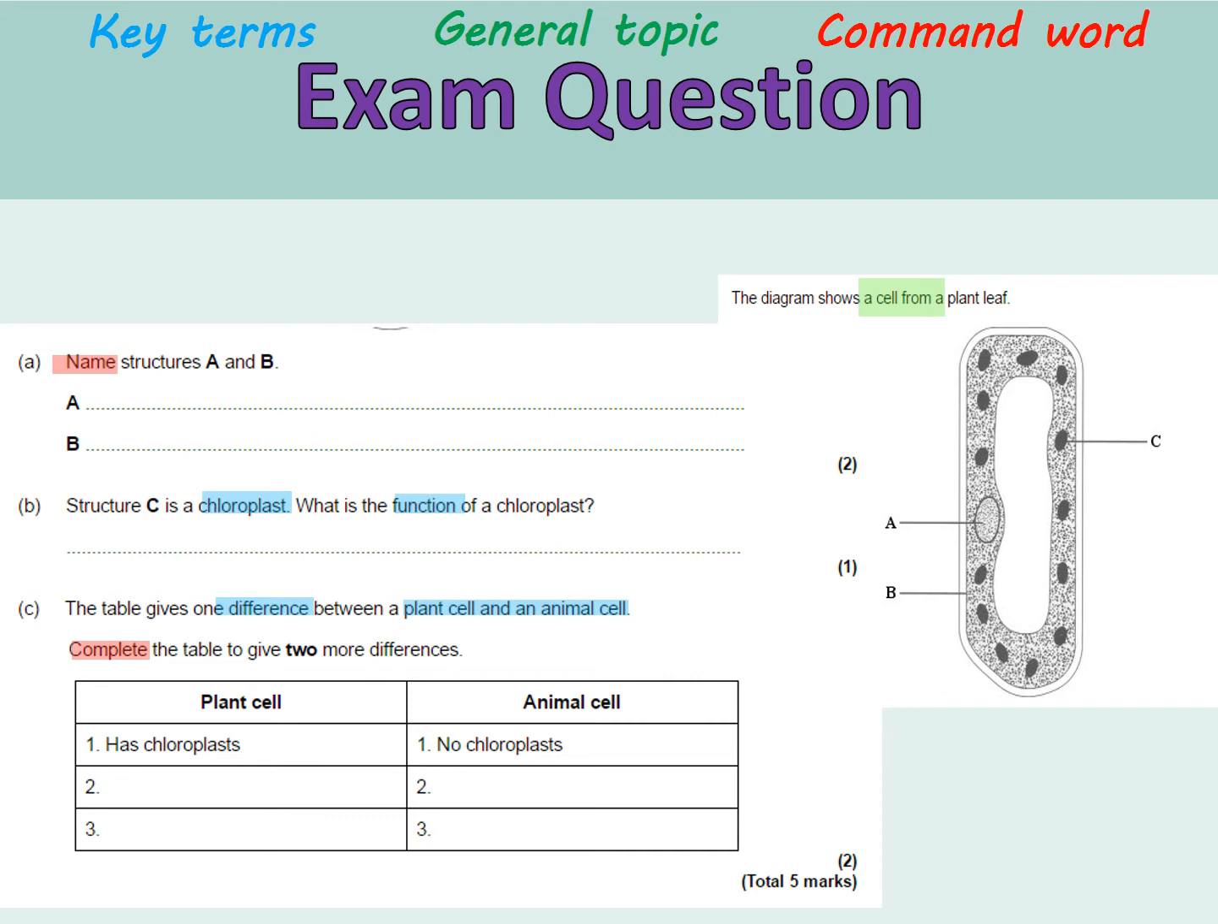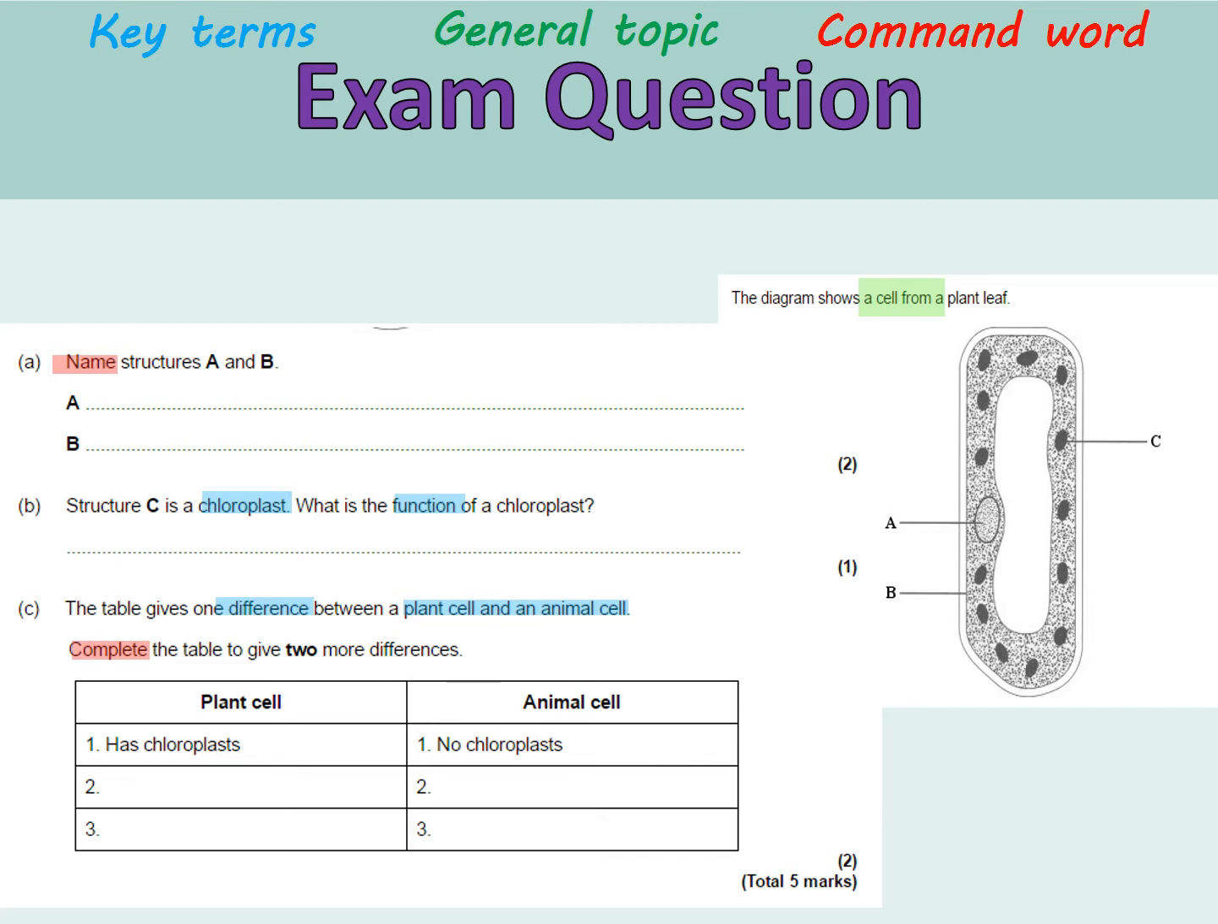B, structure C is a chloroplast. What is the function of a chloroplast? Now this is only worth 1 mark, so you just need to say the process that happens inside the chloroplast. So hopefully we have referred to photosynthesis. Now if you have said about making food or making glucose, you will still get the mark. Photosynthesis though would be the preferred answer.